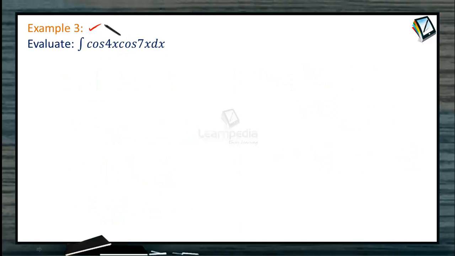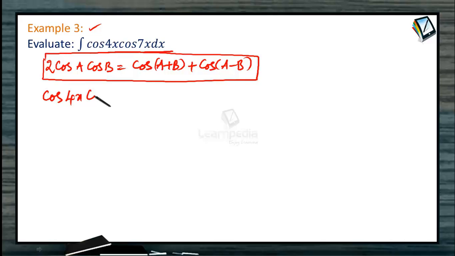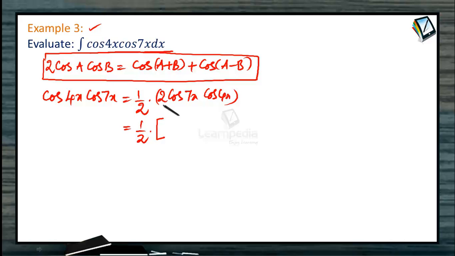Next, let us go to example number 3. Evaluate the integral of cos 4x cos 7x product. So here this is based on the formula, that is 2 cos A cos B can be written as cos of A plus B plus cos of A minus B. So using trigonometric transformations, let us take cos 4x cos 7x as half times 2 cos 7x cos 4x. Thereby it can be written as half times cos of A plus B plus cos of A minus B.